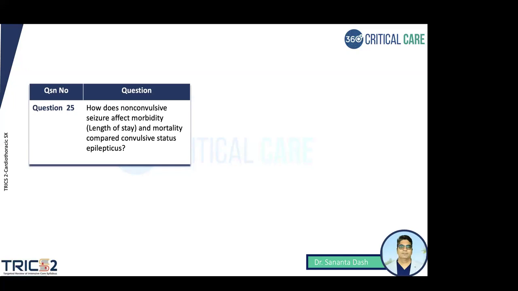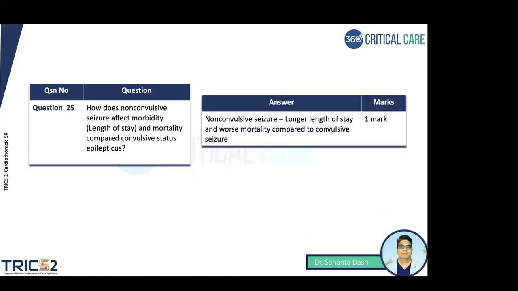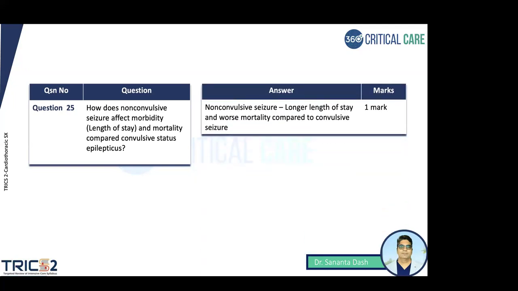Non-convulsive status epilepticus really affects the neuro outcome and mortality, because it is subclinical and usually missed in diagnosis. With ongoing non-convulsive seizure, there is definitely brain damage and edema formation, which can worsen the neuro outcome up to brain death, herniation, and increased mortality as well.